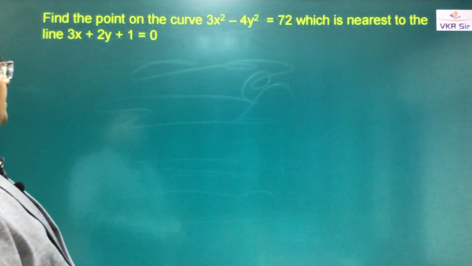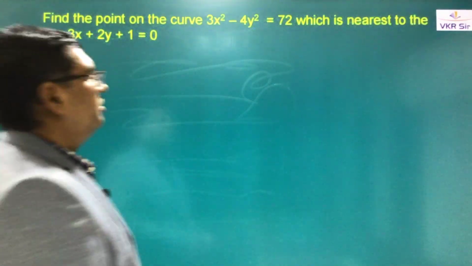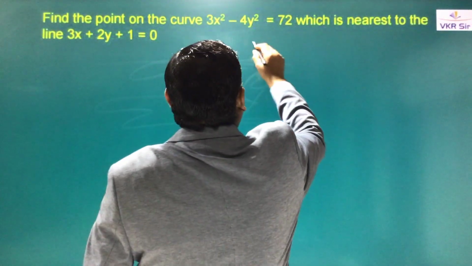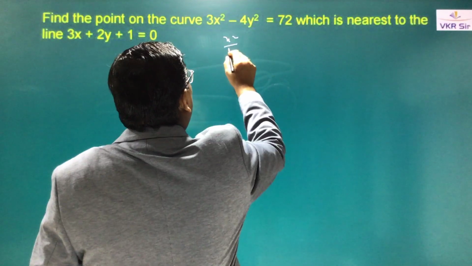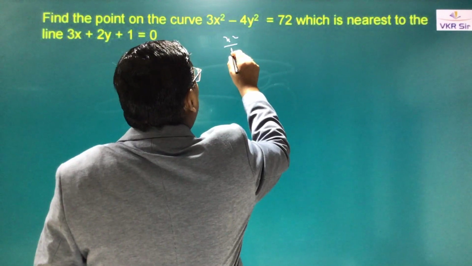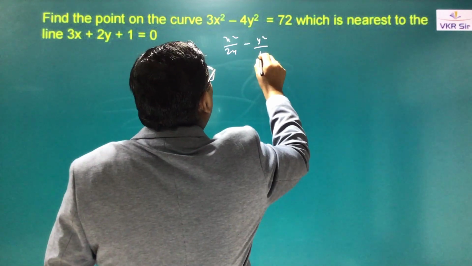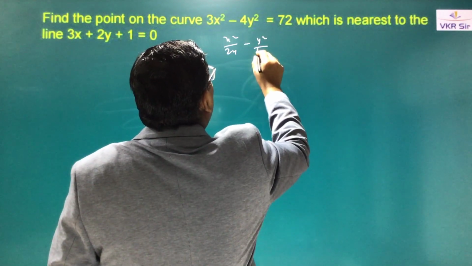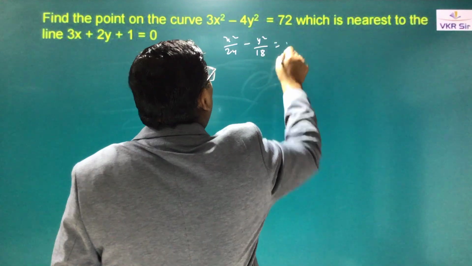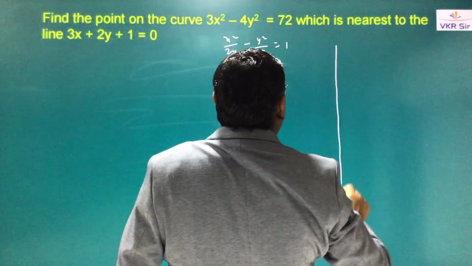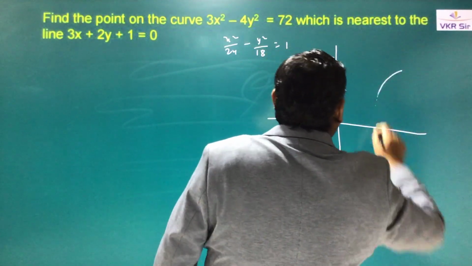Let's see another example. Find the point on the curve. This is a hyperbola, x square by 24 minus y square by 18 equal to 1. All right. So if you draw this hyperbola, it is something like this.